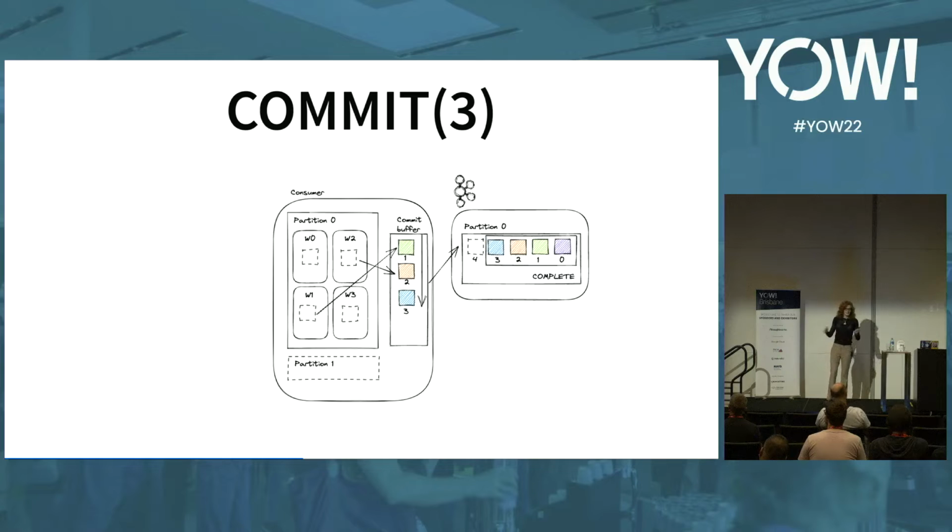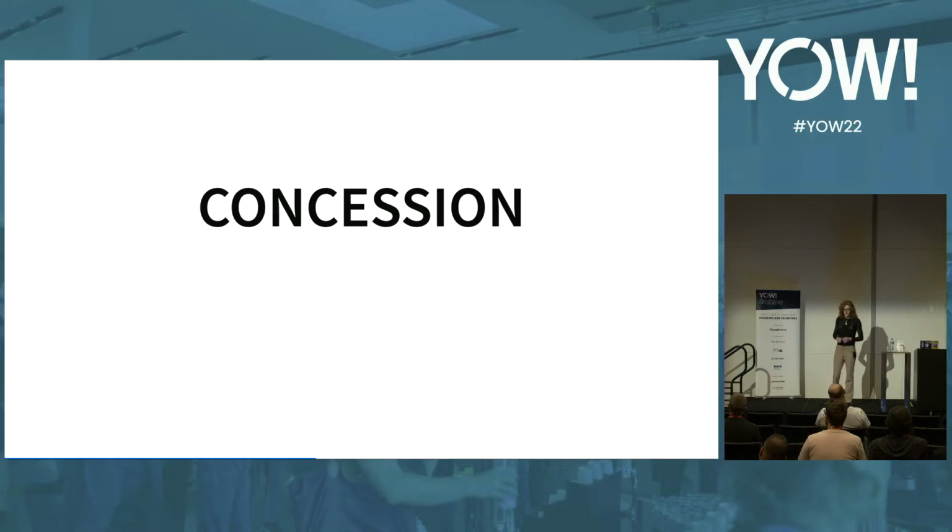So once again, this bought us another layer of stability and another layer of performance gains, right? But we started to run into problems with this as well. This has a big concession with it, which is you are getting at least once delivery.